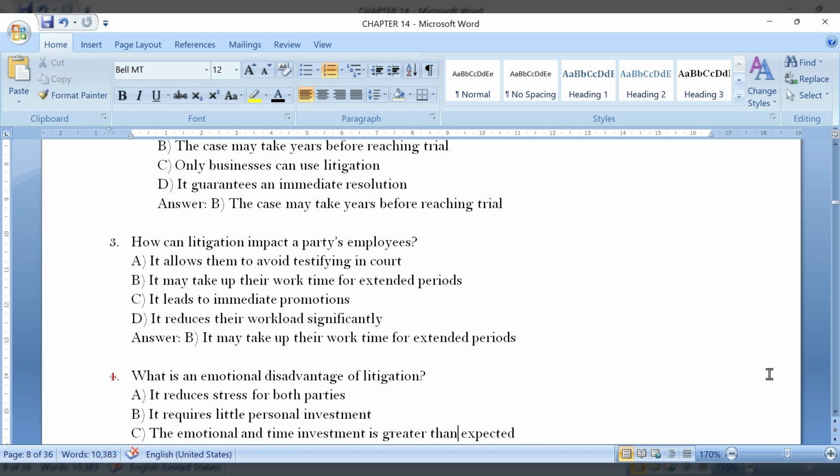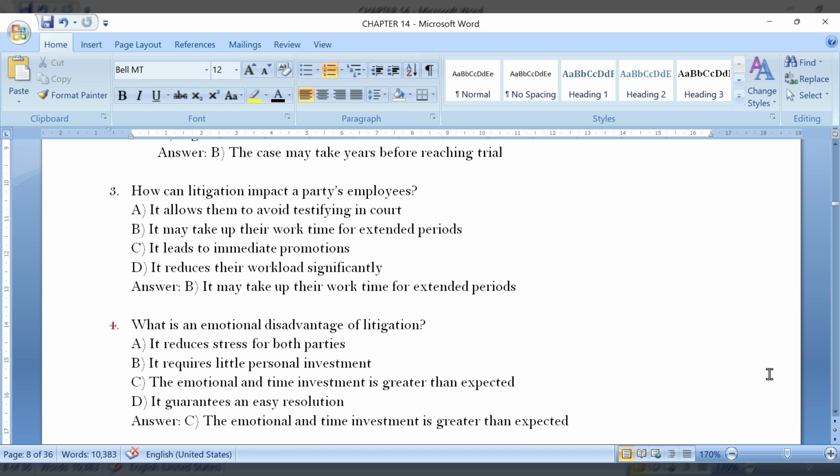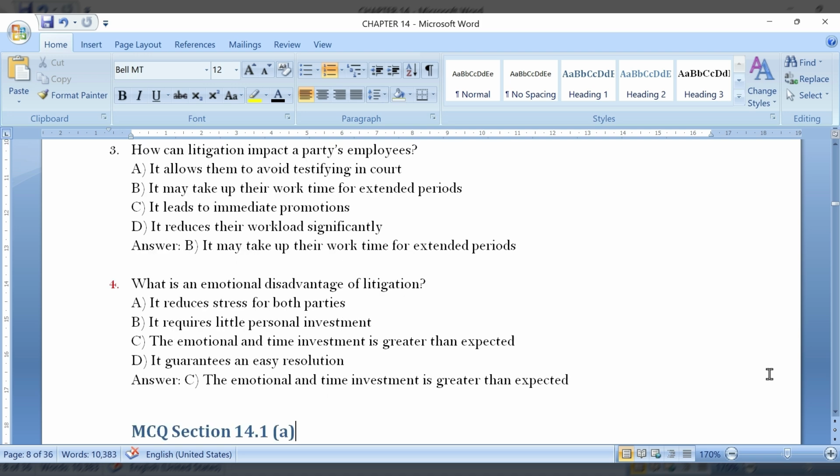3. How can litigation impact a party's employees? A. It allows them to avoid testifying in court. B. It may take up their work time for extended periods. C. It leads to immediate promotions. D. It reduces their workload significantly. Answer: B. It may take up their work time for extended periods.